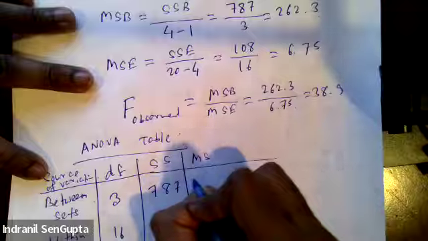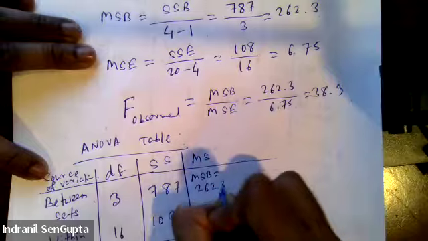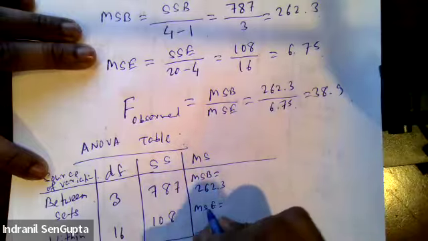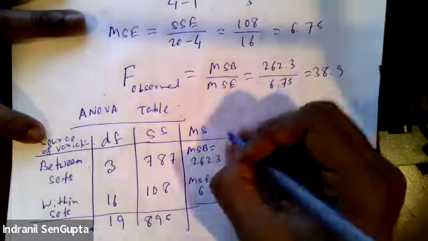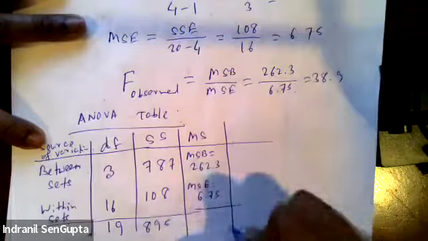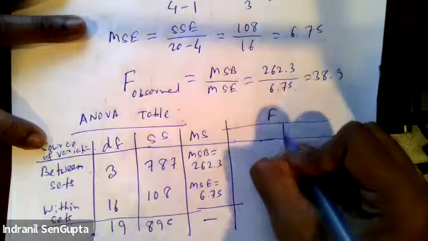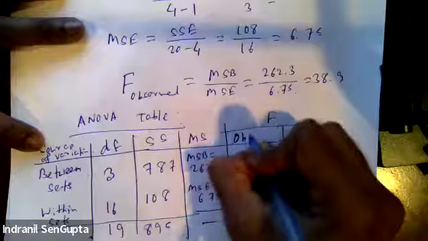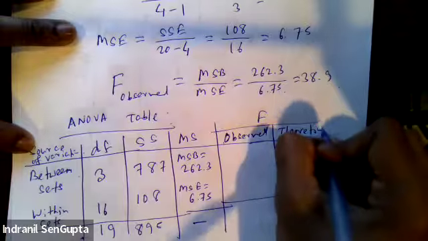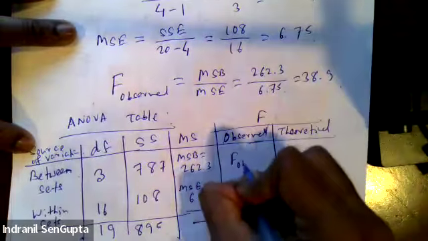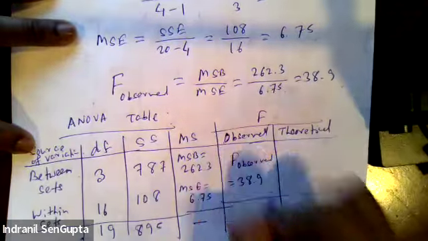Then we write the MSB and MSE. So MSB is going to be 262.3. MSE is going to be 6.75. We have already calculated this. Okay. And that's pretty much it. We don't need this total. So now F, we write observed and theoretical. Observed, we found F observed. We found this value to be 38.9.